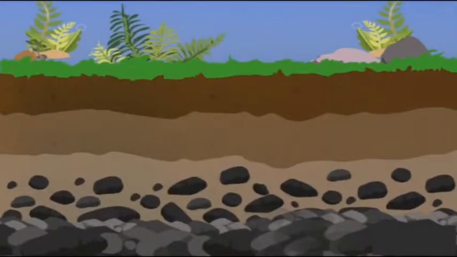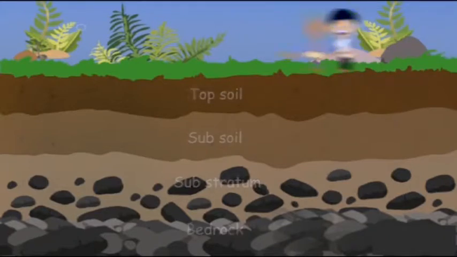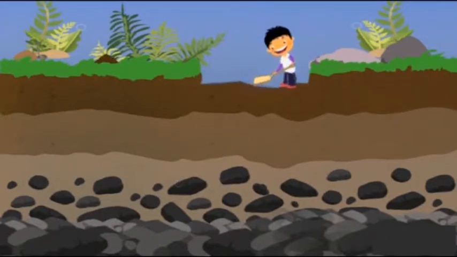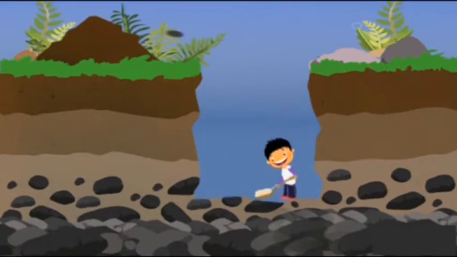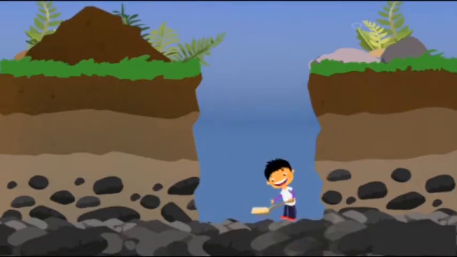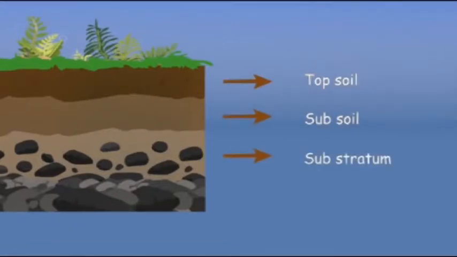A vertical section cutting through the soil showing the different layers of the soil is called a soil profile. Soil profile can be seen by looking at the sides of a recently dug trench or while digging a well or a foundation of a building. Soil has three different layers: topsoil, subsoil and substratum.